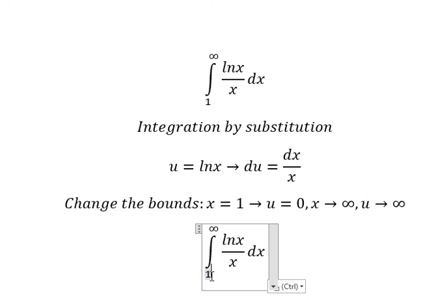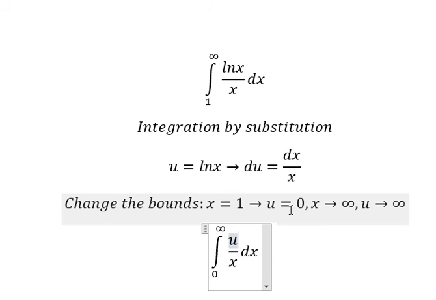So number 1 we change to number 0. This one we keep the same. ln s we change to u. The ds over s we change to du.